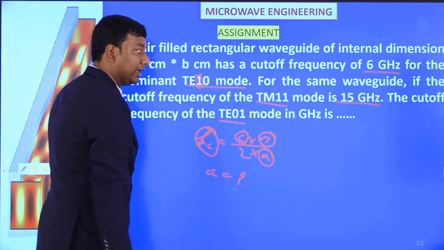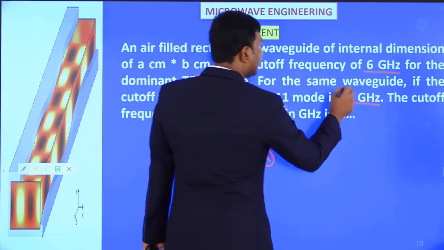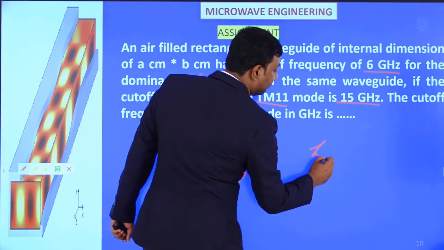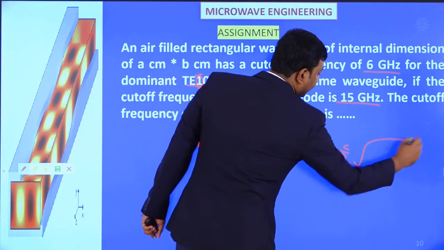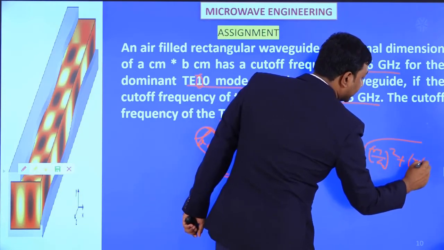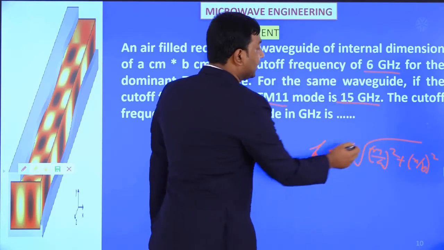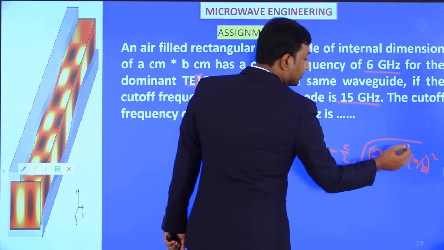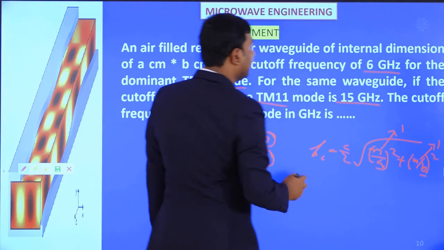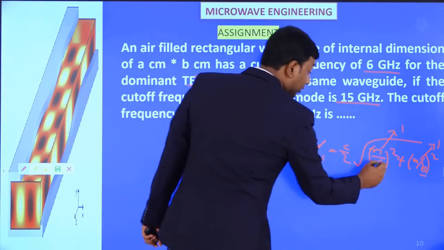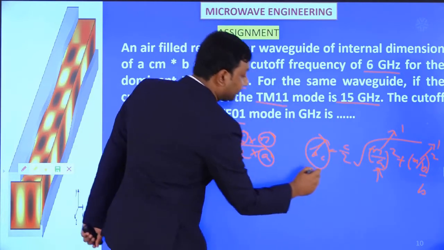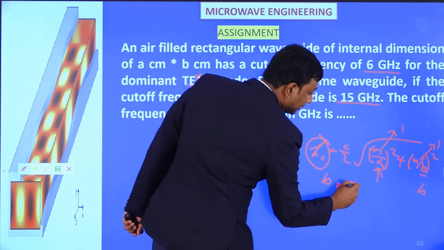Okay. So we will place the value of A in this particular equation, the TM11, and we can find out the value of B. So here the M value is 1 and the N value is 1, and the A and B values are given. The A value is known, we should find out the value of B, and the FC value is given. So from this equation we will find out the value of FC.